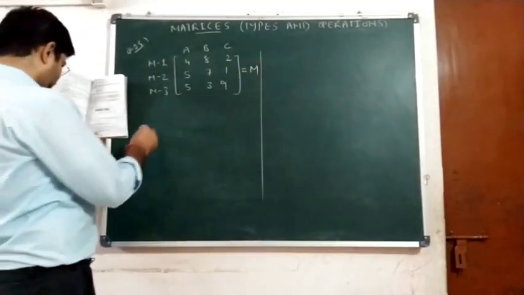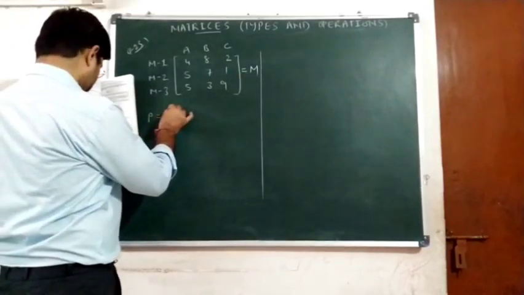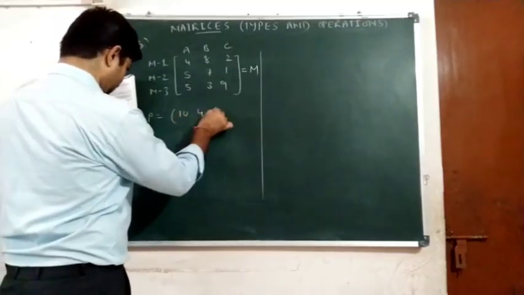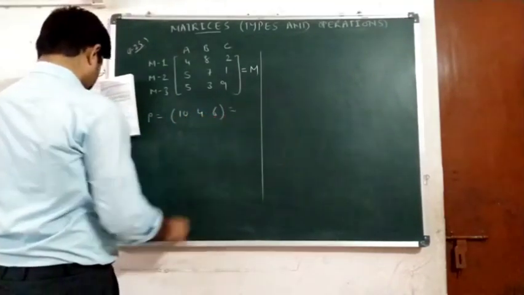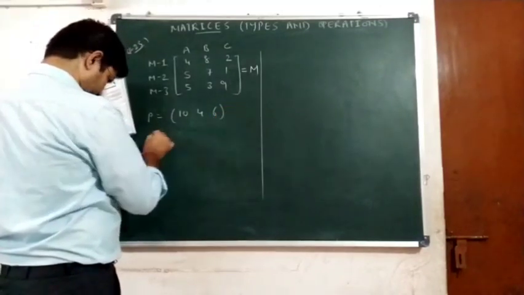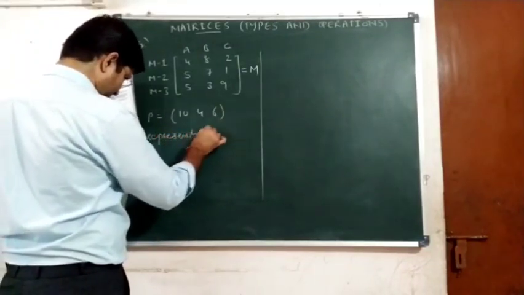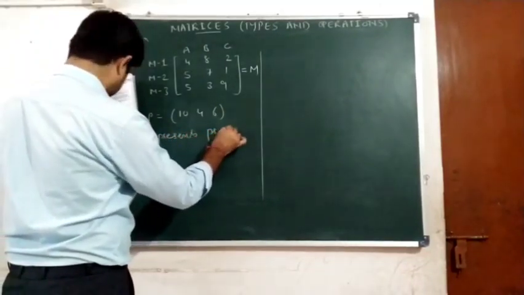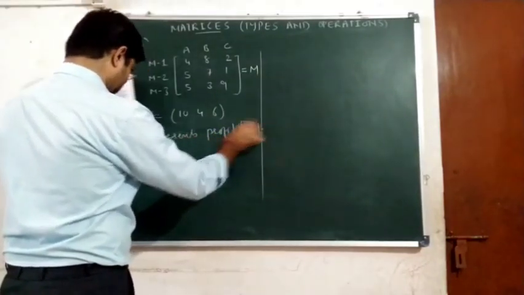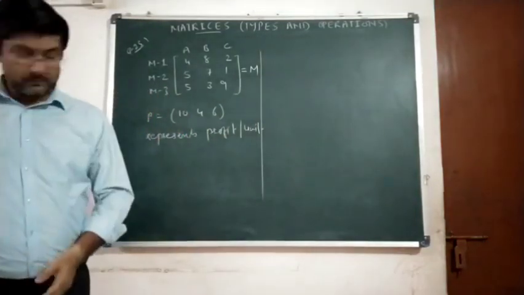Okay, you are given another matrix P equal to 10, 4 and 6. This matrix represents the profit per unit. Here this matrix is given in the question. We have to find which method maximizes the total profit.